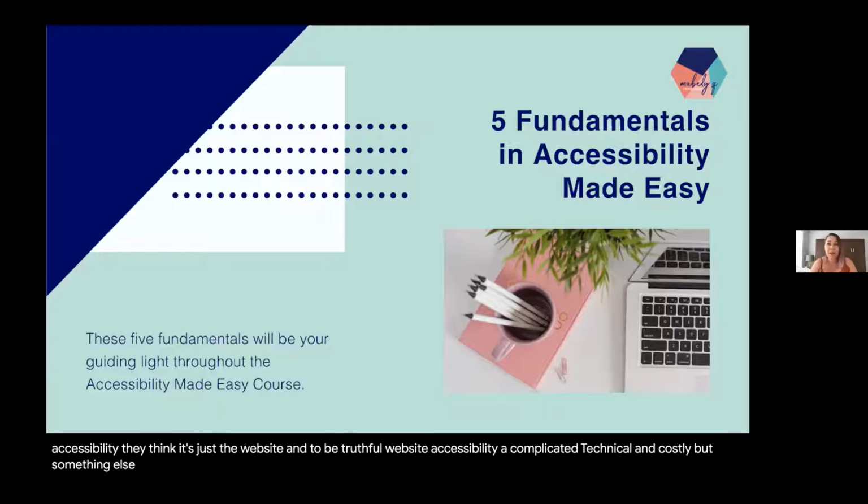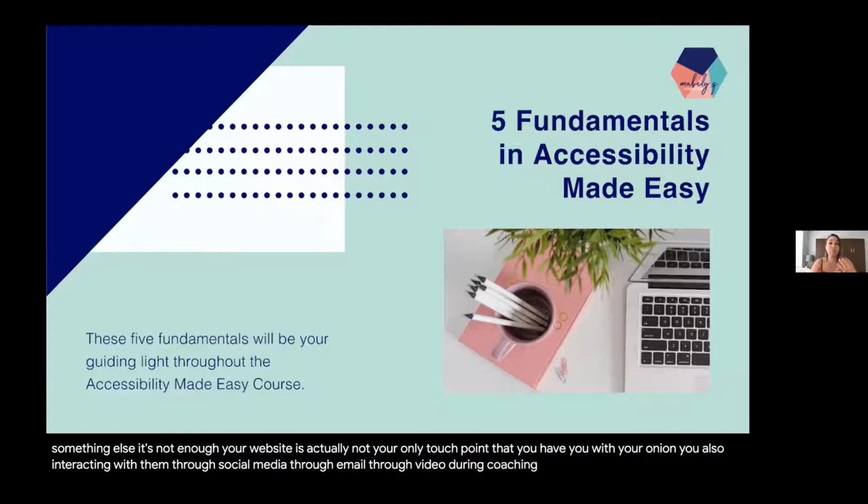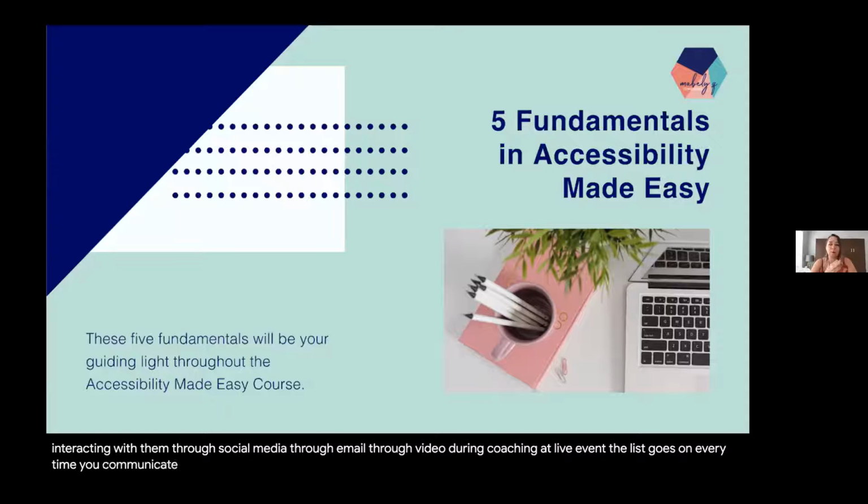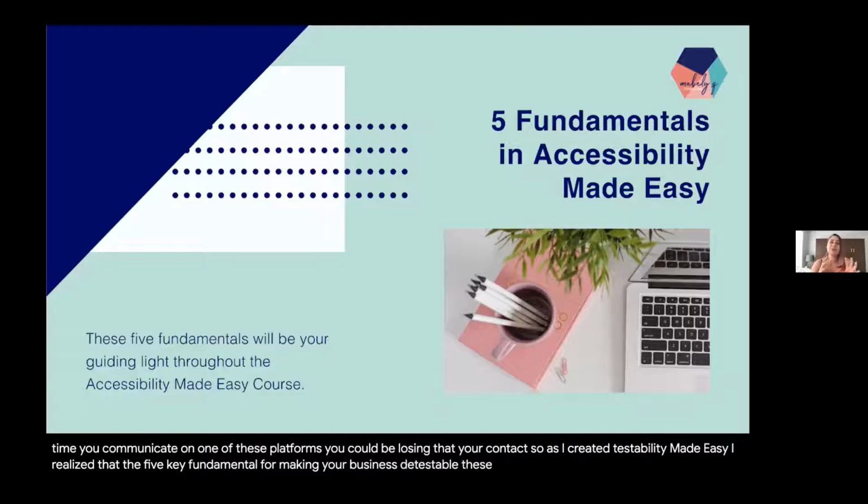But the thing is, it's not enough. Your website is actually not your only touch point with your audience. You're also interacting with them through social media, through email, through video, during coaching, at live events. The list goes on. Every time you communicate on one of these platforms, you could be losing customers because they can't access your content. So as I created Accessibility Made Easy, I realized that there are 5 key fundamentals for making your business accessible. These fundamentals will be your guiding light as you take action.